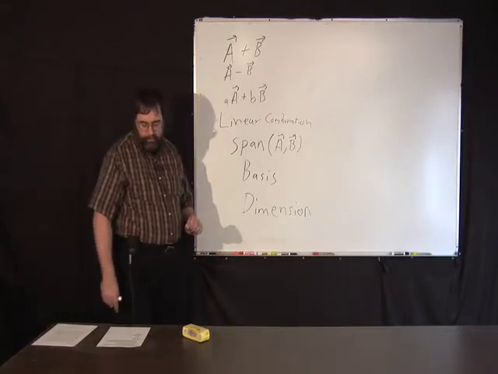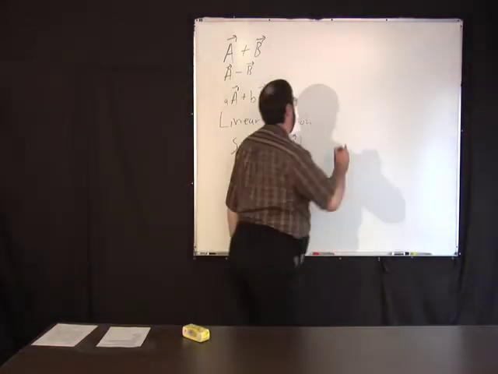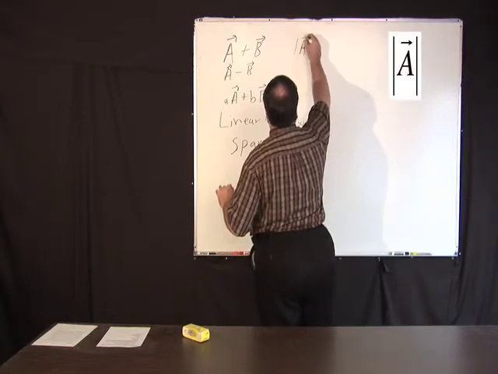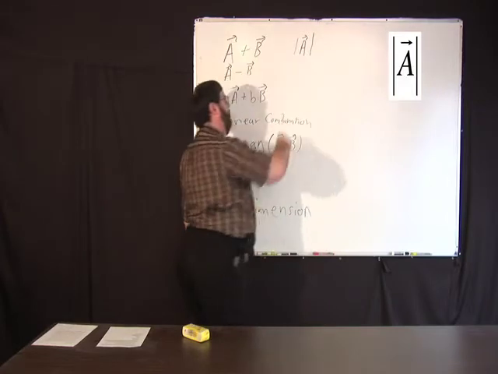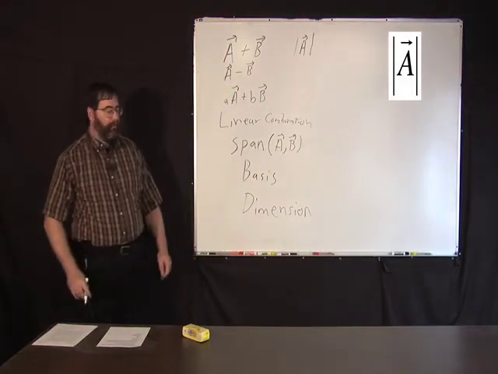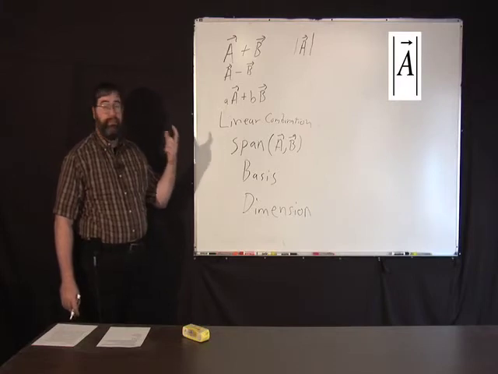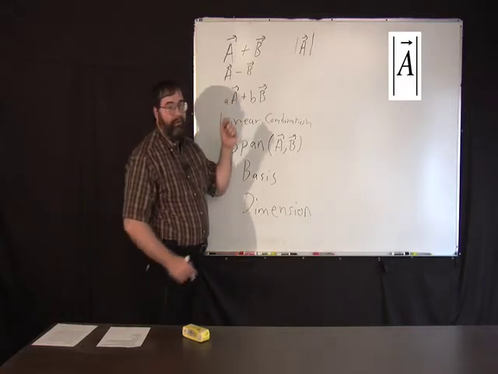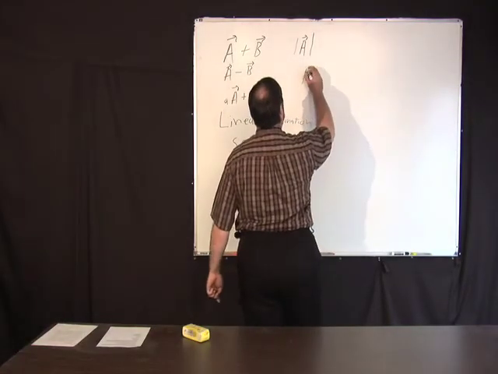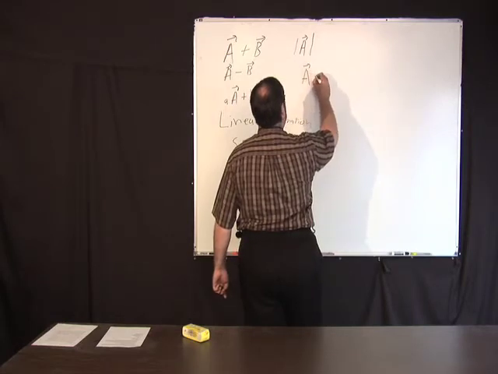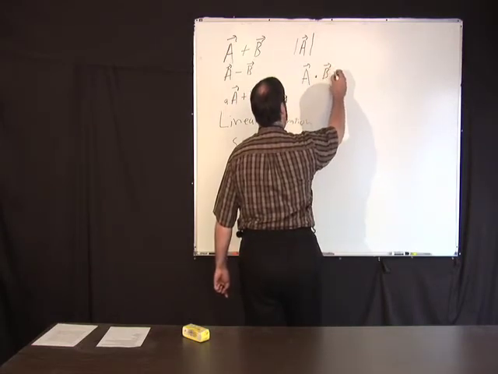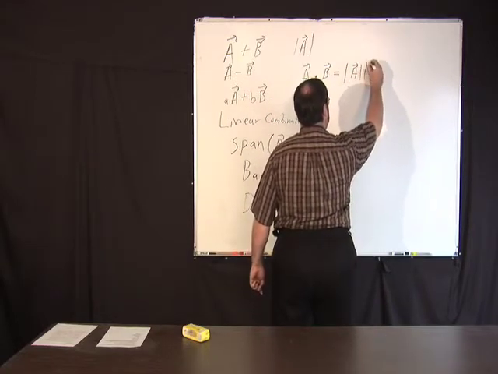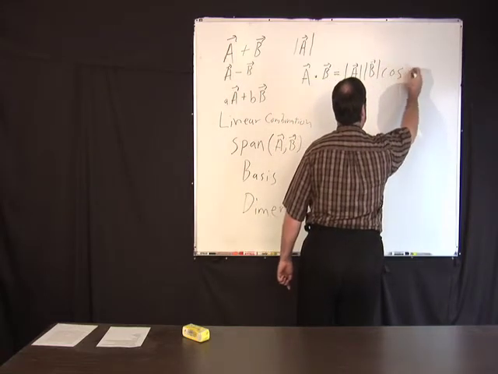Well, there's another one called the dot product. Oh, before I do that, there's a notation here. That means the magnitude of A. That gives you the length of that arrow for that vector. So there's something called the dot product, which A dot B is equal to the magnitude of A times the magnitude of B times the cosine of the angle between them.